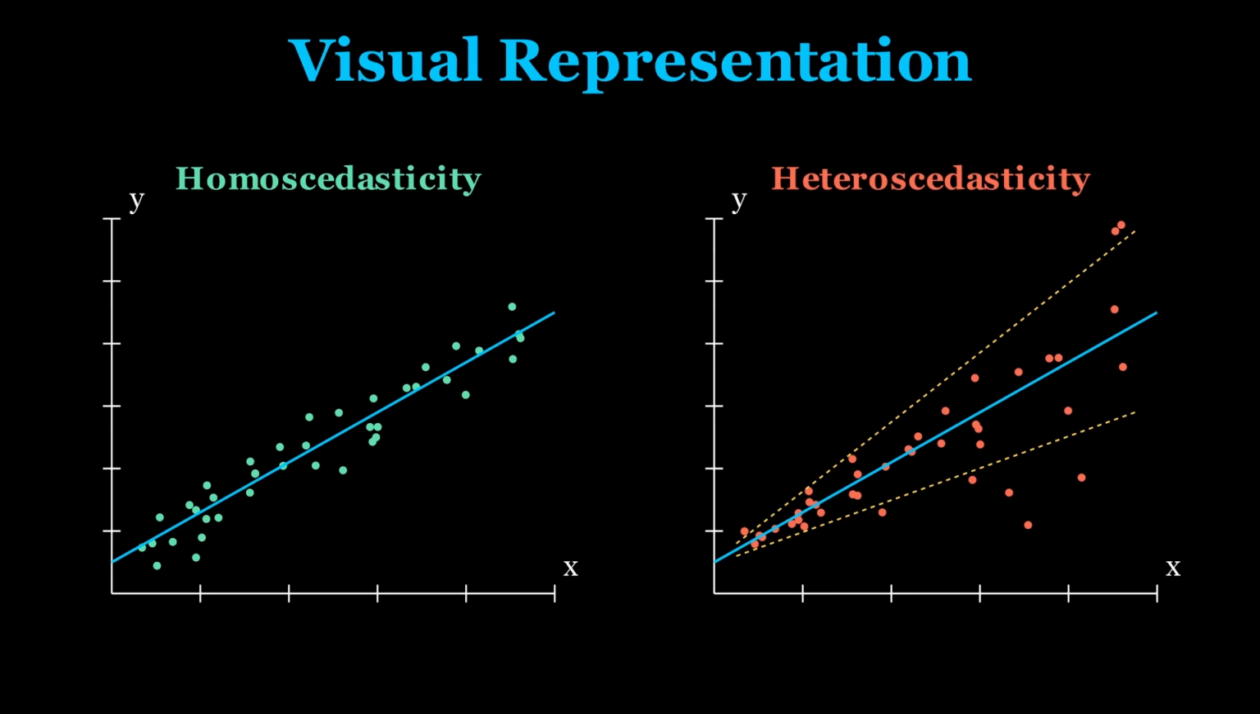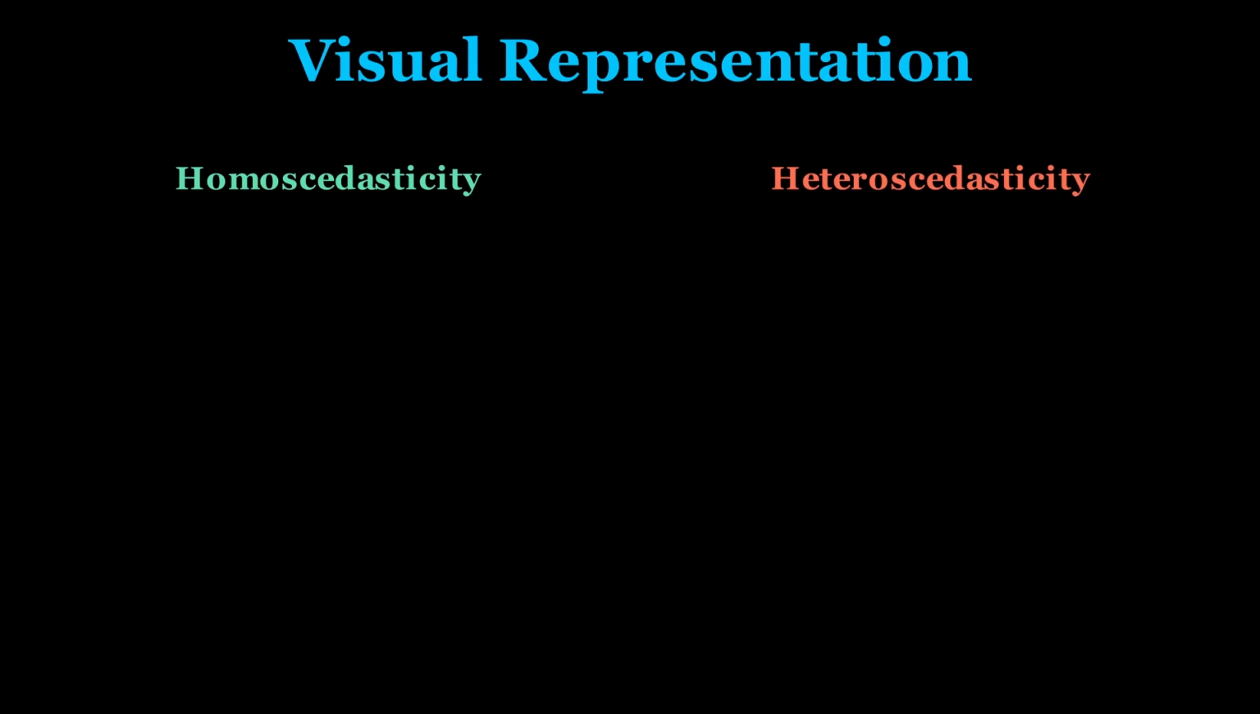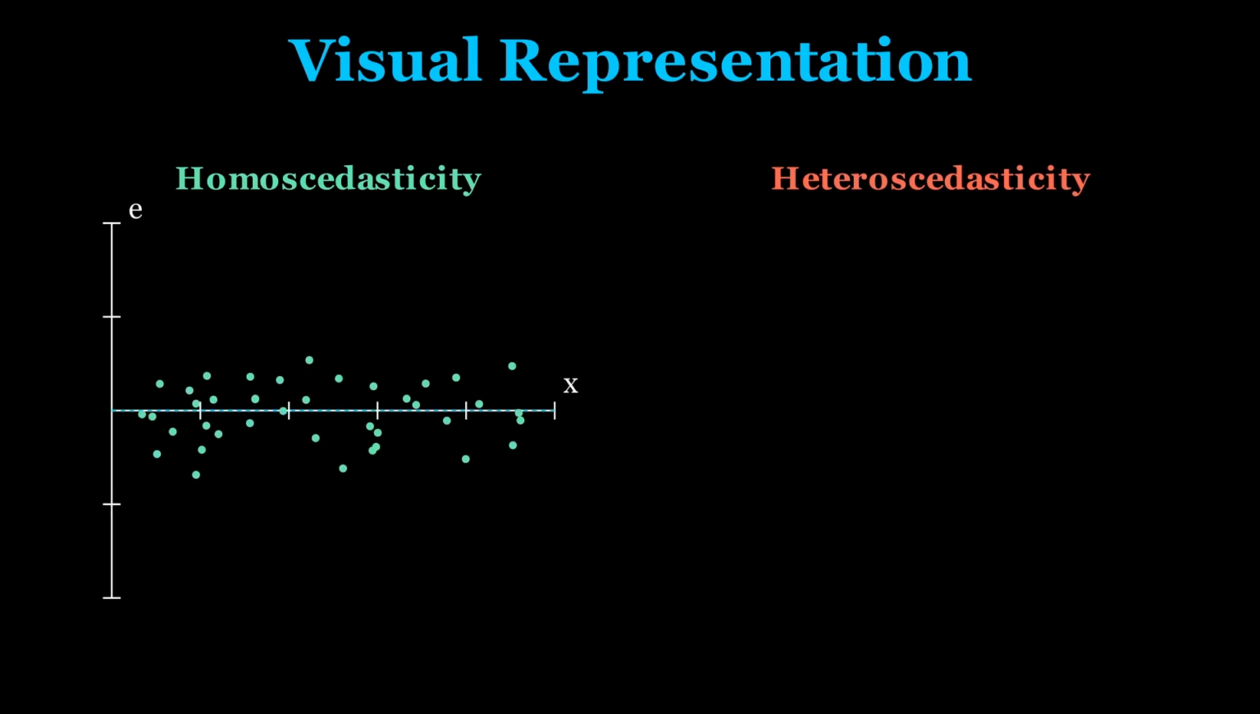This funnel shape is the classic signature of heteroscedasticity, and it suggests that the assumptions of the ordinary least squares model are violated. Another useful way to diagnose this is with residual plots. Let's plot the residuals for the same data against the predictor. On the left, the homoscedastic residuals are scattered evenly around 0, with no discernible pattern and consistent spread across the range of x. This confirms the presence of homoscedasticity.